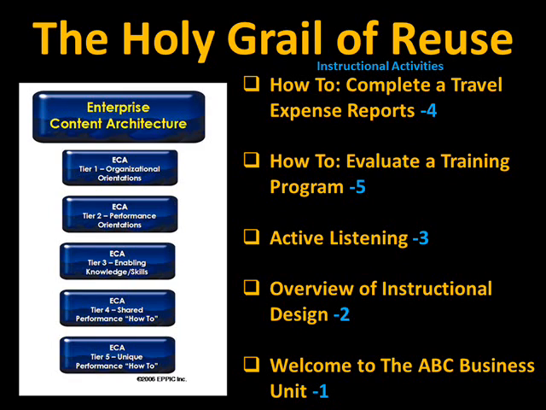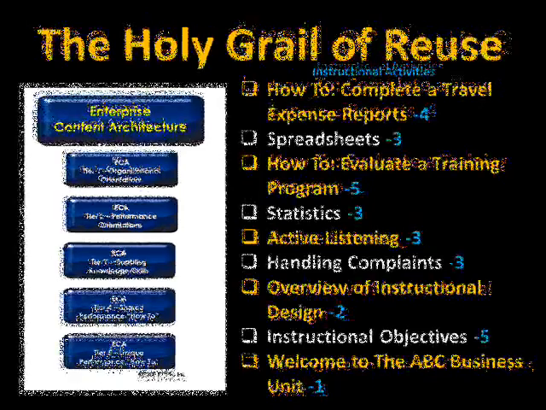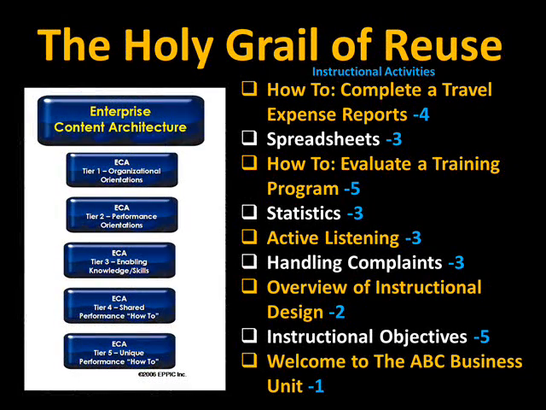Let's look at some other content. Spreadsheets, generic spreadsheet training. Spreadsheets which would be necessary to how to complete a travel expense report, depending on the tool that's used to complete an expense report, would be a generic enabler, and that would be found in Tier 3. Statistics, which would be used in evaluating a training program, would be a Tier 3 set of content, shareable with many different terminal performance sets of content.